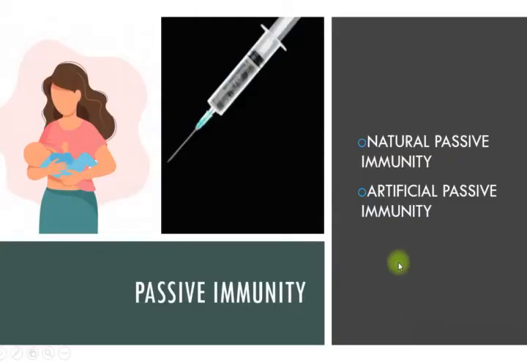Passive immunity can be divided into two: natural passive immunity and artificial passive immunity.